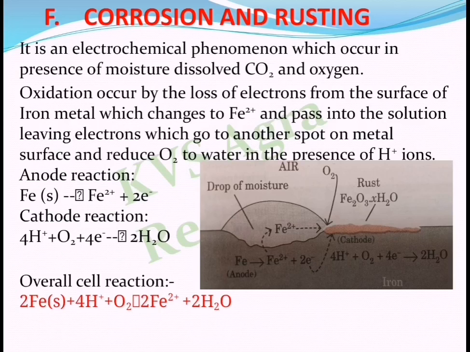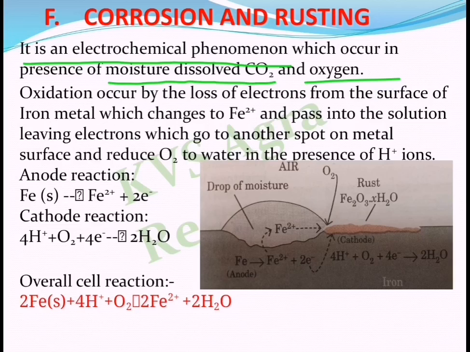Now the corrosion and rusting, the last topic of this lesson. Dear student, rusting is an electrochemical phenomenon. It is an electrochemical phenomenon which occurs in the presence of moisture and dissolved CO2. When carbon dioxide dissolves in water, then this reaction mostly occurs, and in the presence of oxygen.